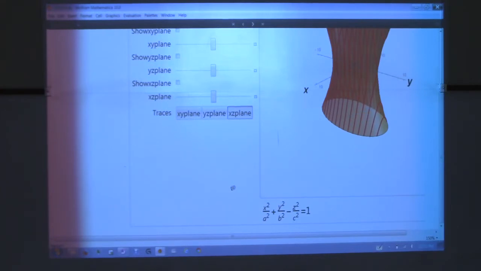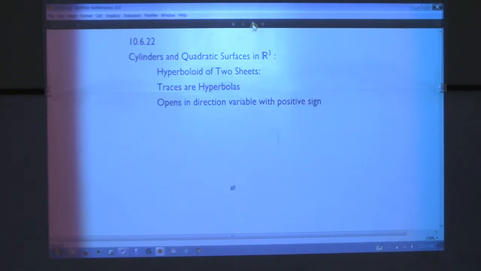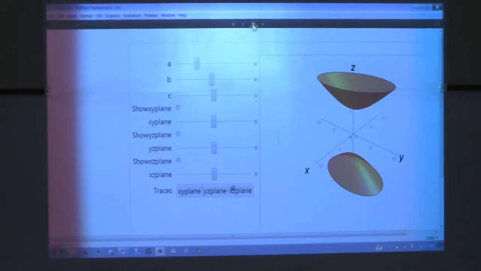There's your equation. All three variables are squared. They're all on the same side. Subtraction in one of them and equals 1. And then they can open up different directions, which I won't go through. Last one, hyperboloid of two sheets. So this is basically the picture we just saw. It just gets ripped apart.